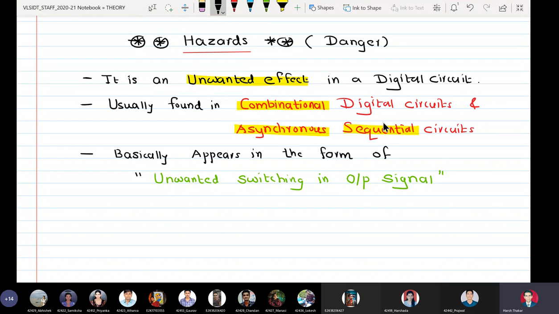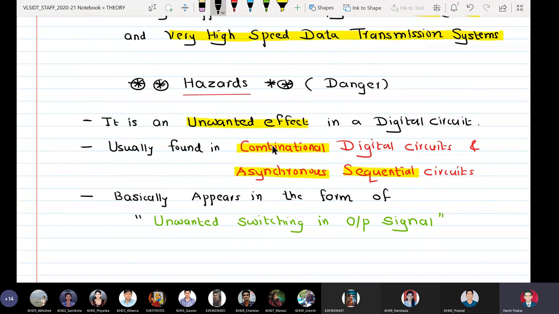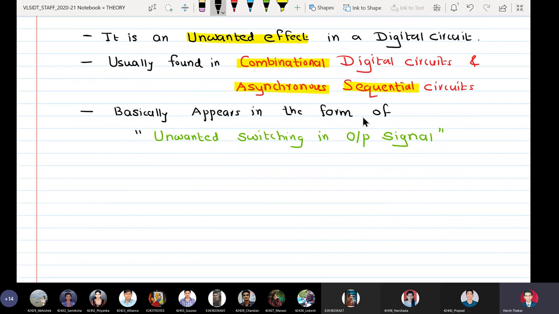There are basically two types of hazard. When this output switching happens only once, it is called a static hazard, and when it happens multiple times, it is called a dynamic hazard. We will give examples now. So hazard is also known as danger. It is an unwanted effect in a digital circuit, usually found in combinational digital circuits and asynchronous sequential circuits, appearing in the form of unwanted switching in the output signals.